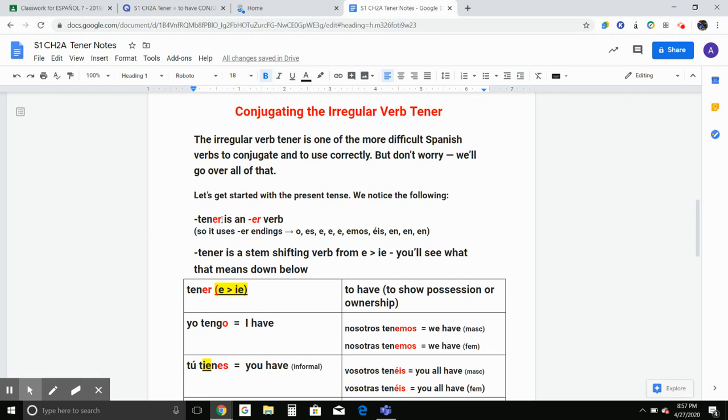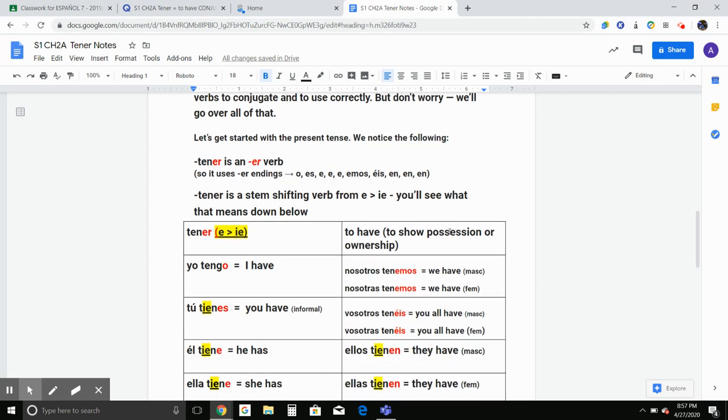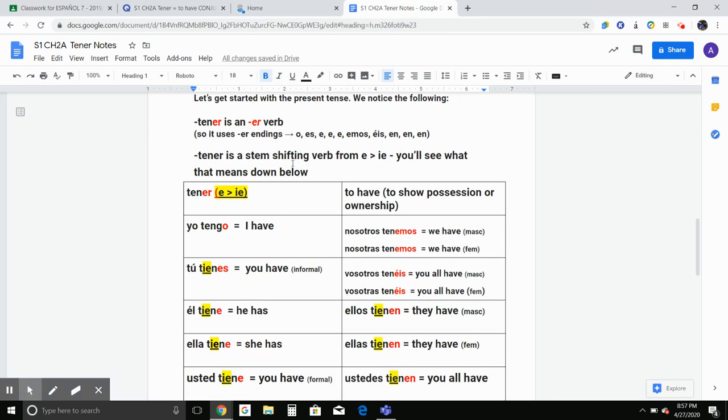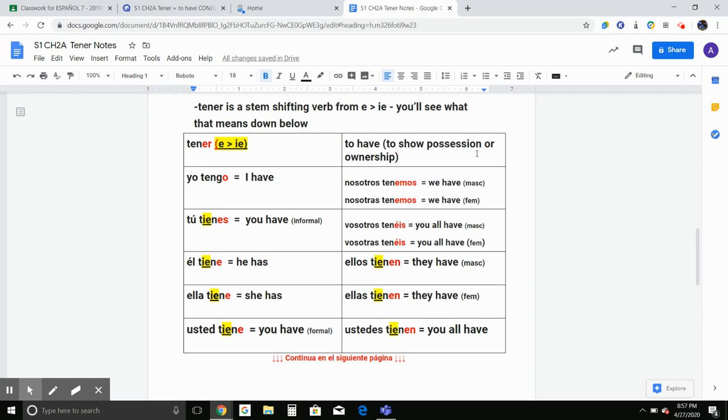First of all, it's an ER verb, so it uses ER endings, and those endings are o, es, e, emos, éis, en. Go ahead, say them with me. O, es, e, emos, éis, en. Okay? Tener is also a stem shifting or stem changing verb, which means the E in the stem is going to change from E to IE when it uses certain subject pronouns. And we'll see what that means below in the box that we're going to look at right now.